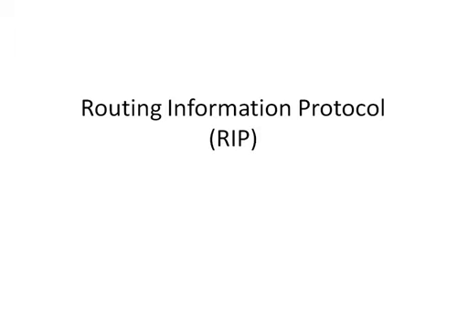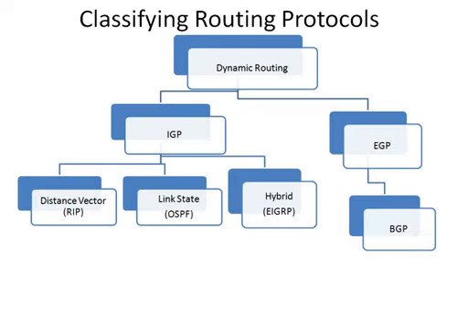In this video I am going to cover Routing Information Protocol, that is RIP. In my previous video I discussed dynamic routing and how dynamic protocols work. There are mainly two types of dynamic routing: one is the IGP and one is the EGP. IGP is Interior Gateway Protocol, EGP is Exterior Gateway Protocol. IGP again has three subcategories: distance vector, link state and hybrid protocol.